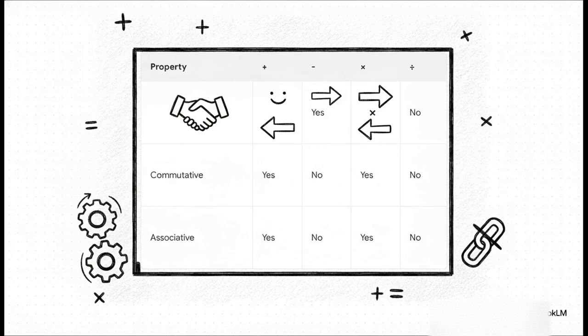We can easily map out addition, subtraction, multiplication, and division against the 3 big mathematical properties: closure, commutative, and associative. What you really need to take away from this is that addition and multiplication are the friendly, flexible operations. They generally follow all the rules, allowing you to group and swap numbers around. Subtraction and division, on the other hand, are the rigid rule breakers, where order and grouping absolutely matter.